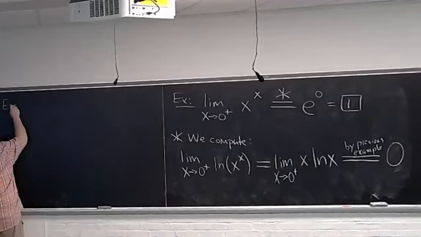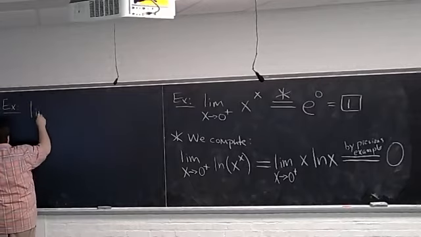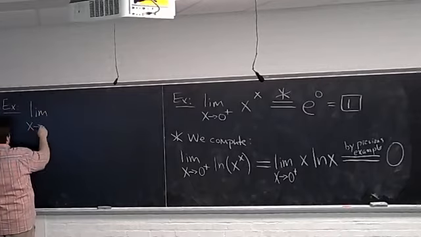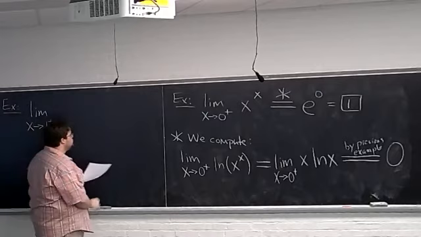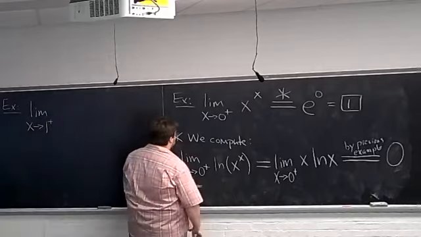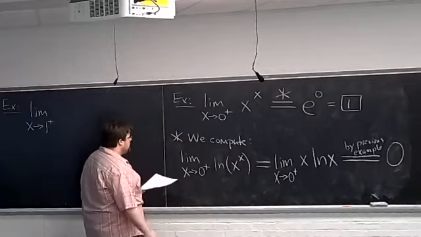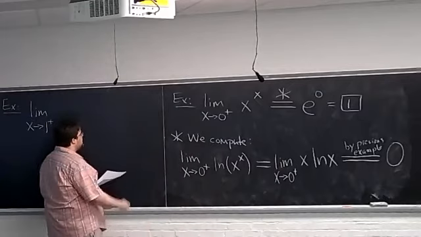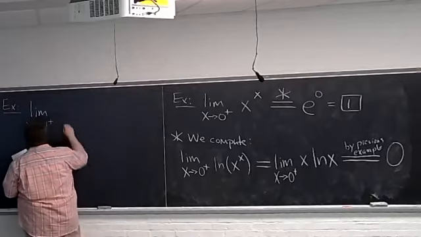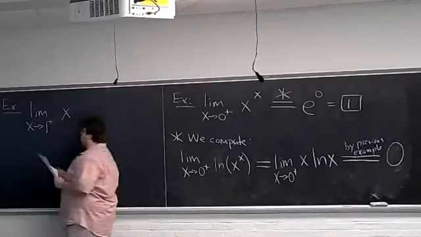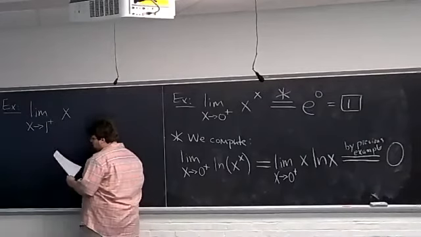Example. Compute this limit as x goes to 1 from the right. Notice in the last 2 limits, we had 0 from the right. Now the reason for that is because of the logarithm not being defined for 0 or negative numbers. And here, because of the shift, that's going to move over to 1.